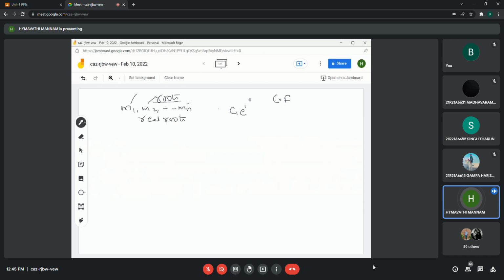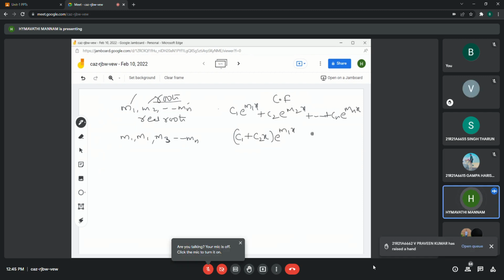The complementary function is c1 into e power m1x plus c2 into e power m2x plus and so on up to cn into e power mnx. If two roots are repeated and the remaining are real and different, first write the complementary function for the repeated roots: c1 plus c2x into e power m1x, plus c3 into e power m3x, and so on up to cn into e power mnx.